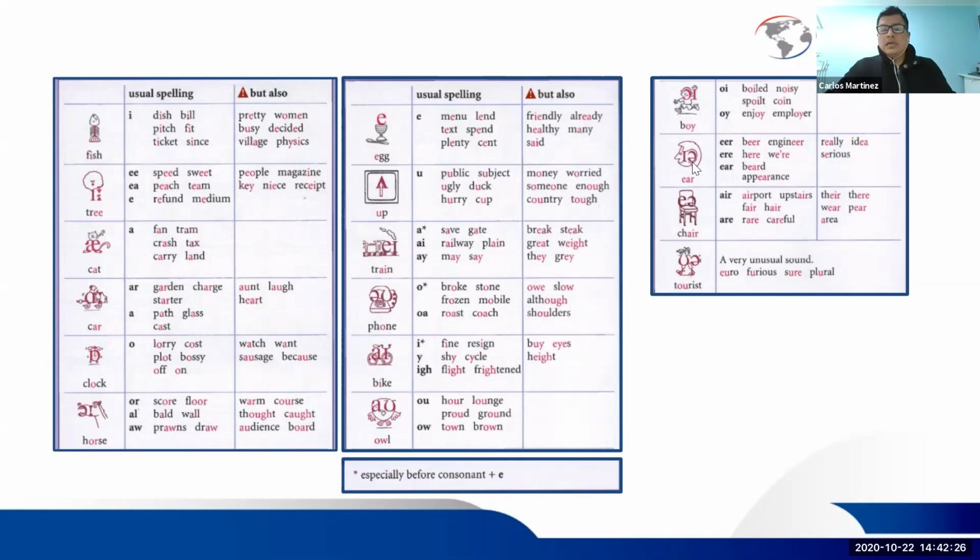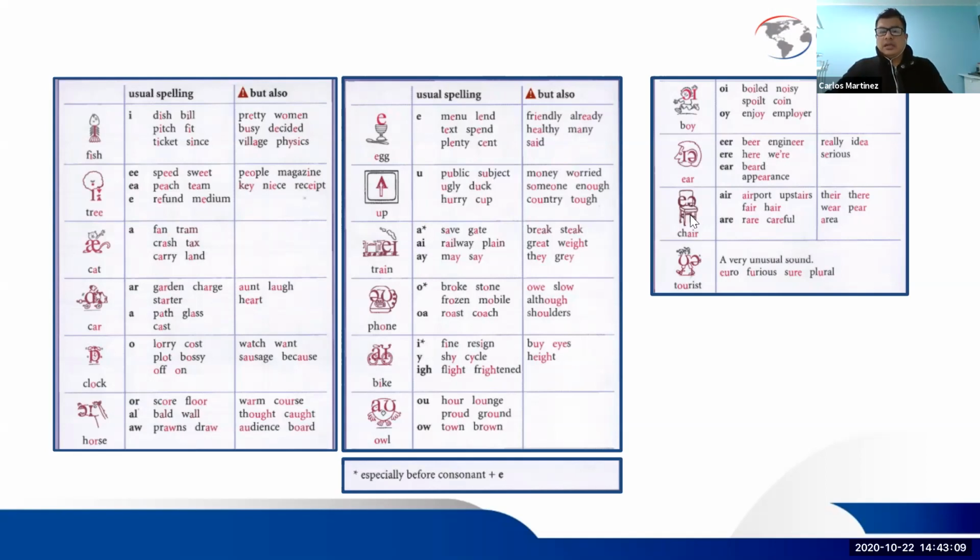Then we have the diphthong ia. This sound is normally produced by the letters EER, ERE, and EAR, like beer, engineer, here, weir, appearance, okay? So these combinations of letters produce this sound, okay? And then we have really, idea, and serious, okay? Serious.